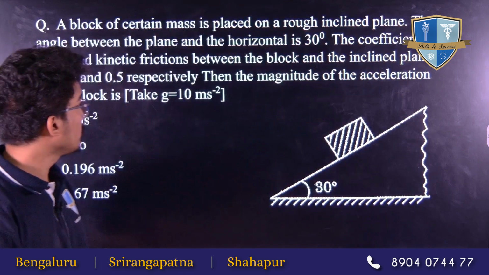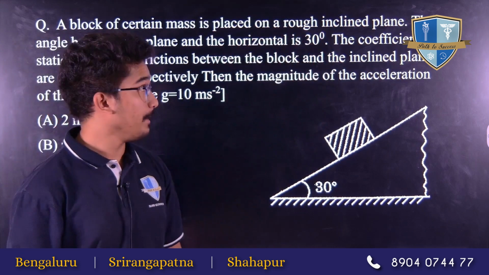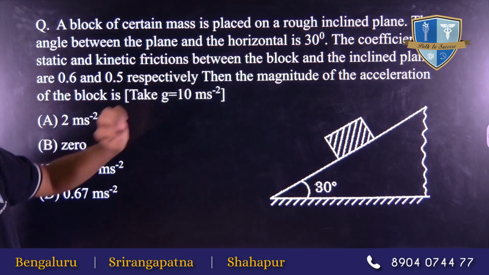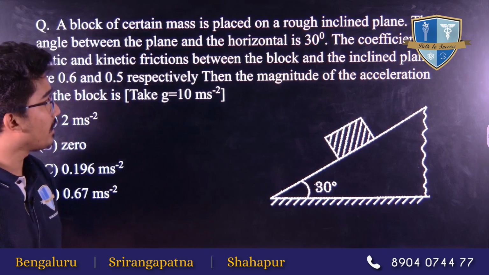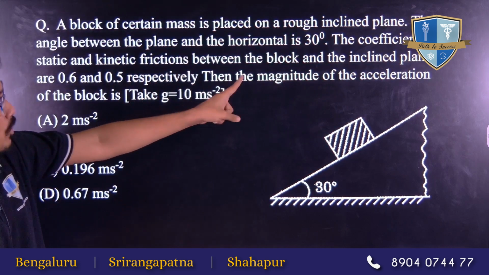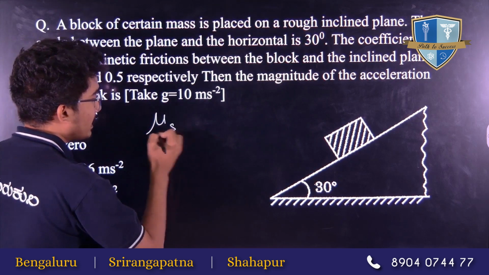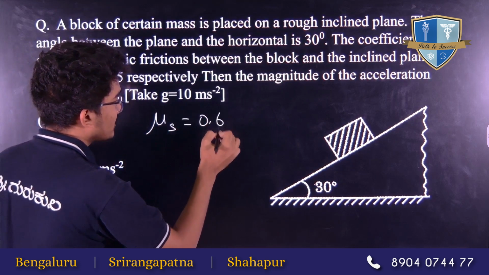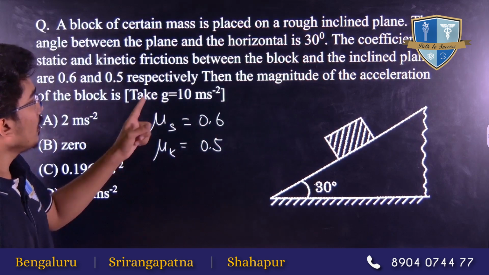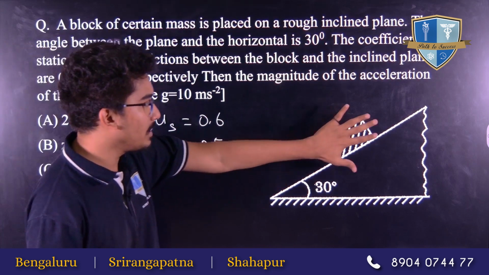Now next question. A block of certain mass is placed on a rough inclined plane. So this is the block, placed on the rough inclined plane. The angle between the plane and the horizontal is 60 degrees. So this angle of the wedge is given as 60 degrees. The coefficients of static friction and kinetic friction between the block and the inclined plane are 0.6 and 0.5 respectively. That means mu s is 0.6 and mu k is 0.5. The magnitude of the acceleration of the block is, so what will be the acceleration of this block?